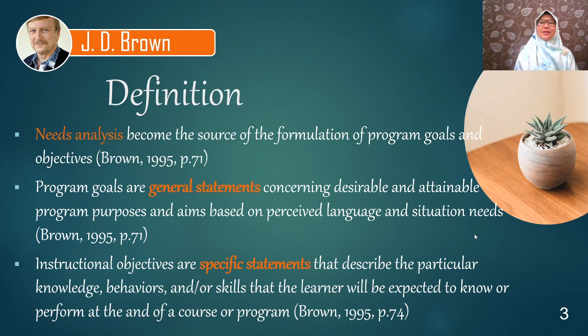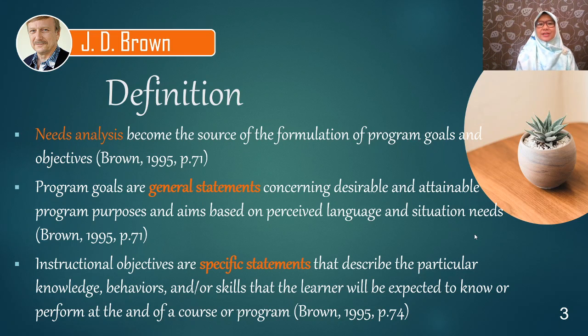Before knowing the definition of goals and objectives, we have to remember again the concept of needs analysis that has been discussed in the previous chapter. The systematic model of curriculum development starts with the needs analysis and contextual analysis, moving on to determining the goals and objectives, content, process, and assessment. All components are evaluated in program evaluation. So based on Brown, needs analysis will become the source of the formulation of program goals and objectives.